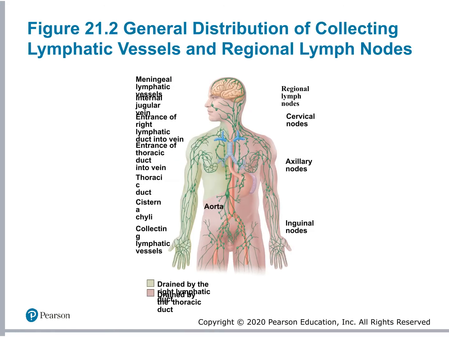Let's label a couple of things in this picture. The cervical lymph nodes are going to be in the neck, so they're right there. Axillary lymph nodes in the armpit, so they are right there. Inguinal lymph nodes in the groin, and they're located right there.